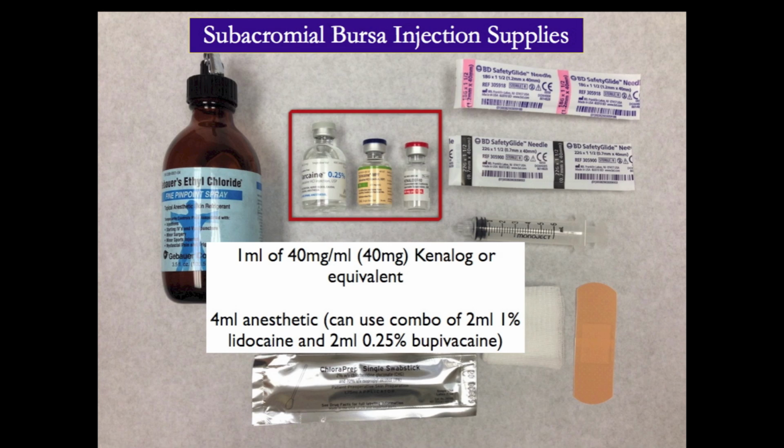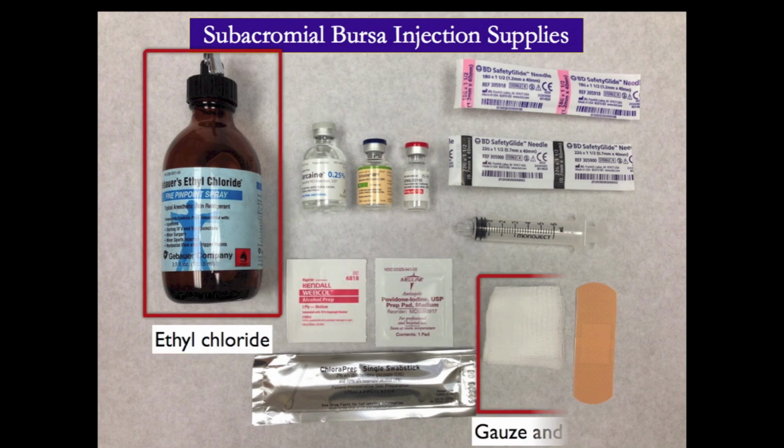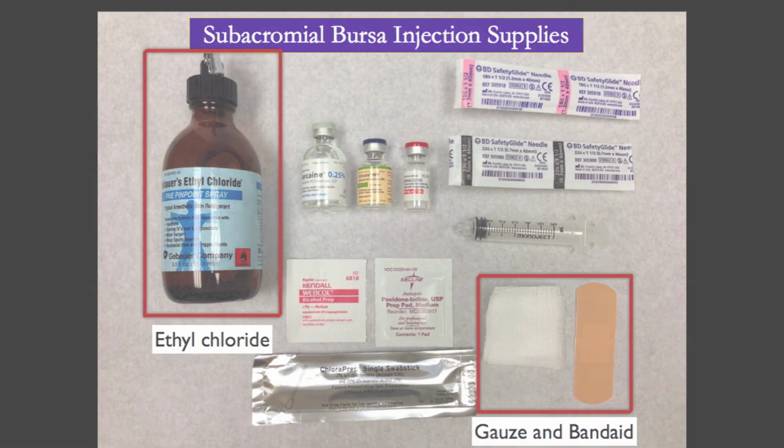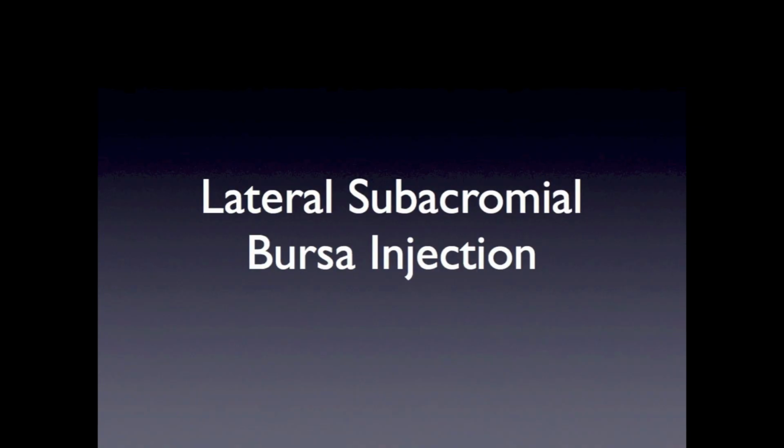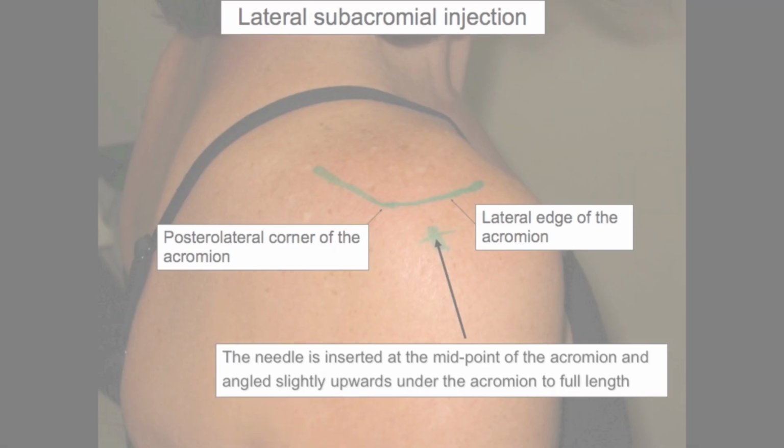We add the Marcaine because it lasts longer and helps decrease the pain for the patient for most of the rest of the day. Other supplies include ethyl chloride to anesthetize the skin and gauze and a Band-Aid to stop the bleeding after removing the needle. We will now discuss the lateral approach to the subacromial bursa injection.